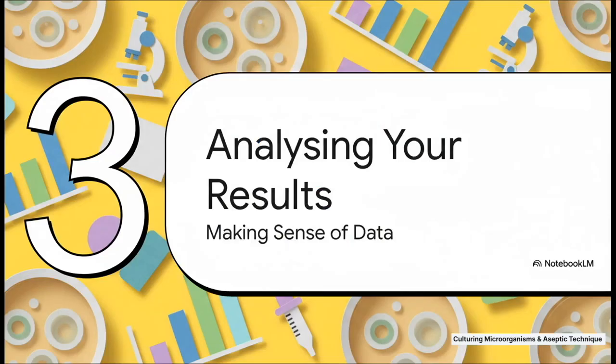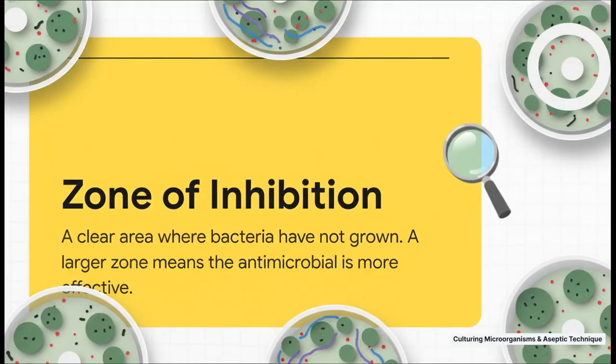Okay, fast forward a couple of days. You've incubated your plate. What now? Well, it's time to analyze your results and see what happened. We're looking for clear evidence of which substance was the best at stopping those bacteria from growing. The key thing you're going to measure is something called the zone of inhibition. It's that clear circle around one of the discs where no bacteria have managed to grow. It's basically a bacteria-free zone. And the rule is super simple. The bigger the clear zone, the more effective that antimicrobial is.